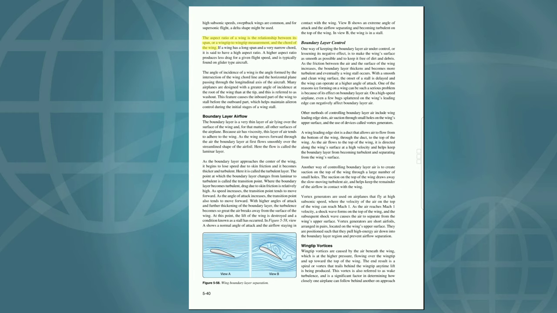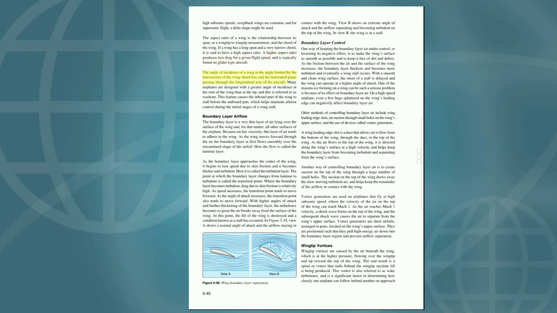The aspect ratio of a wing is the relationship between its span, or a wingtip to wingtip measurement, and the chord of the wing. If a wing has a long span and a very narrow chord, it is said to have a high aspect ratio. A higher aspect ratio produces less drag for a given flight speed, and is typically found on glider-type aircraft.